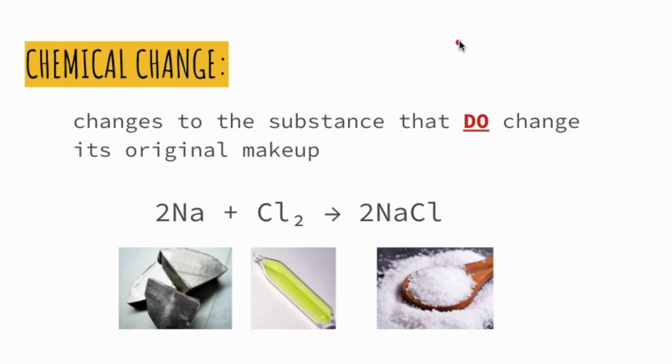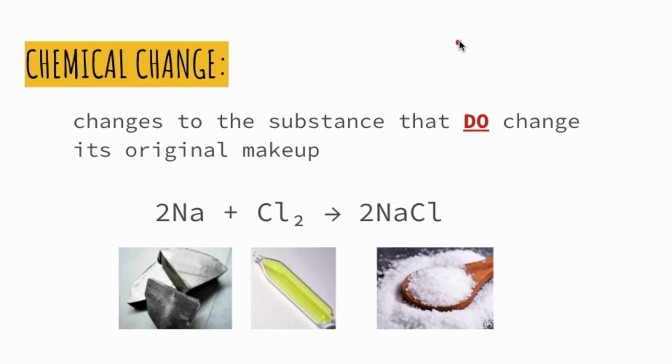For example, if we go from liquid water to solid water, that's just a phase change, but that does not mean we change the property of water. So that's a physical change. However, when we look at a chemical change, we are going to change the original makeup. We are going to change the composition and properties of our starting reactants.